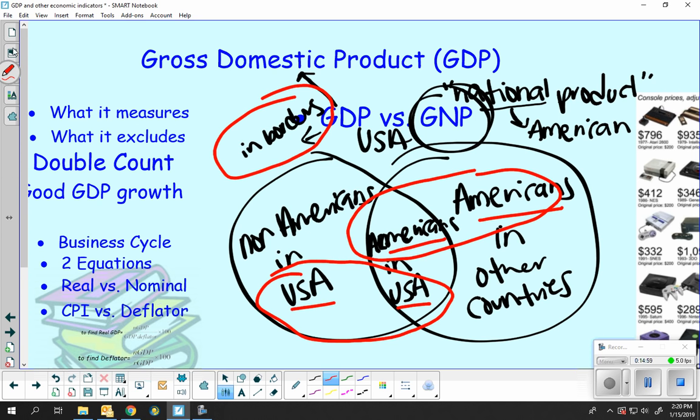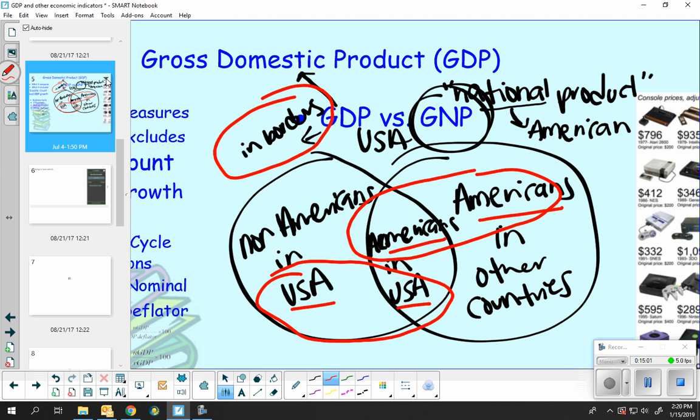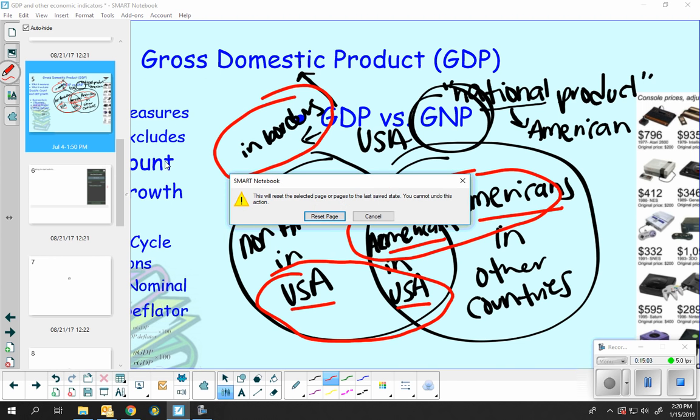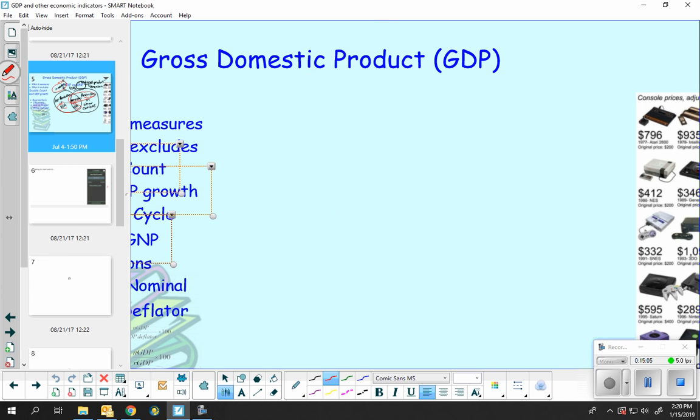Okay, so here's what I'm going to do. I'm going to lower this. I'm going to do this and just reset the page. I want to reset it and it goes back to looking nice.